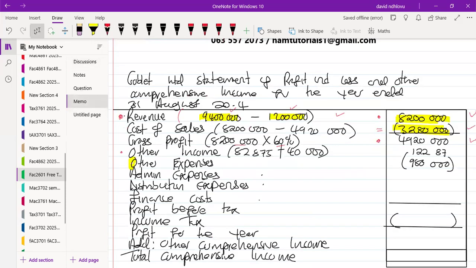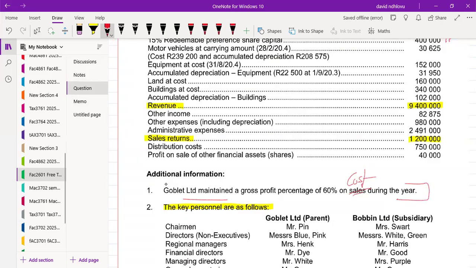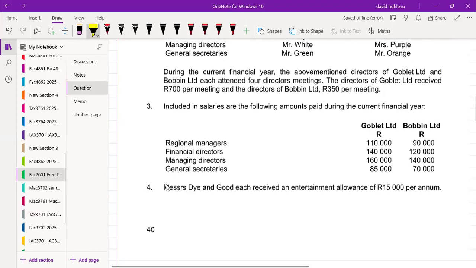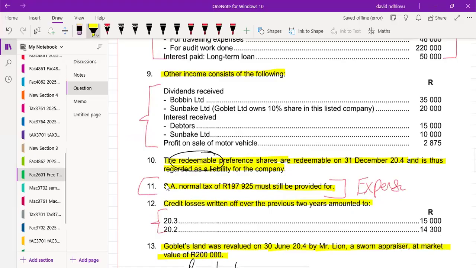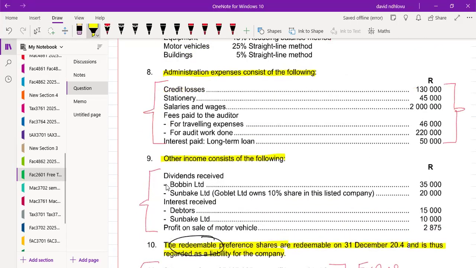So in this question, it was actually very easy, right? Because we went to the question here, other expenses were given, or other income, sorry. So we had a figure of 82875. We were not given a breakup of other income, but anyway, it's not very important. Right, we have it here. Other income consists of the following. Then we're given that list. If you add these things, they make up the 82.